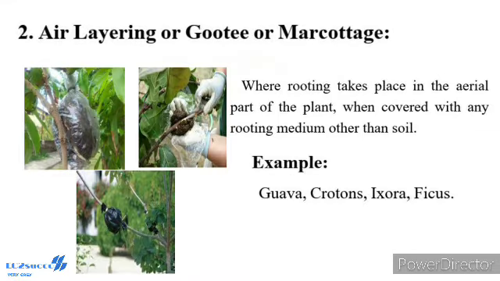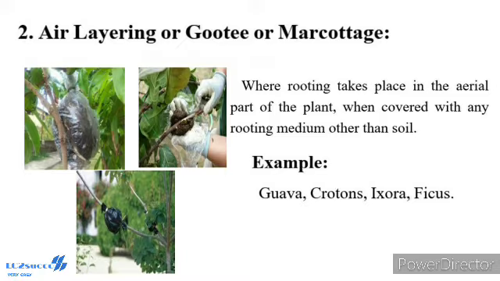Basically, there are two types of layering, ground layering and air layering. Ground layering is over. Last one, air layering. Air layering is a vegetative propagation where rooting takes place in the aerial part of the plant. When it is covered with any rooting medium other than soil, air layering is also known as Chinese layering or marcottage.